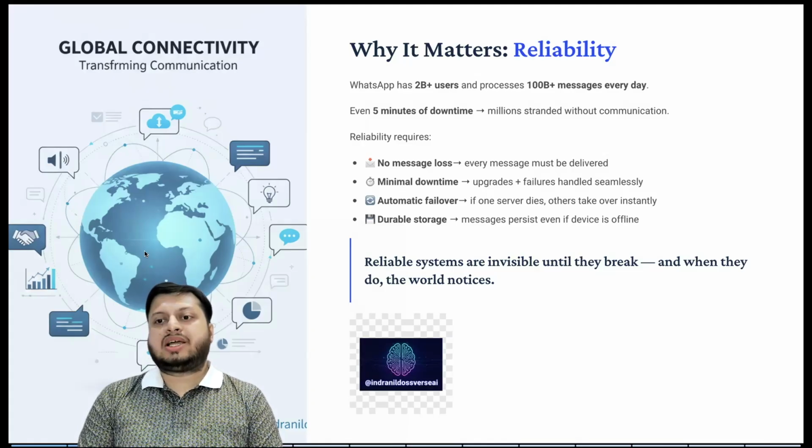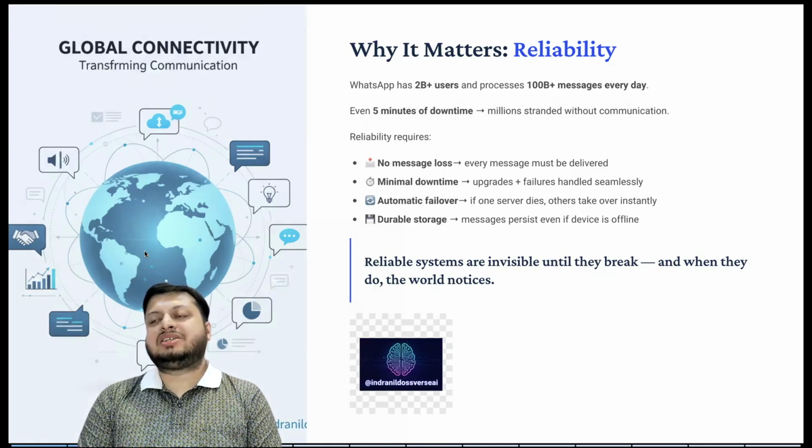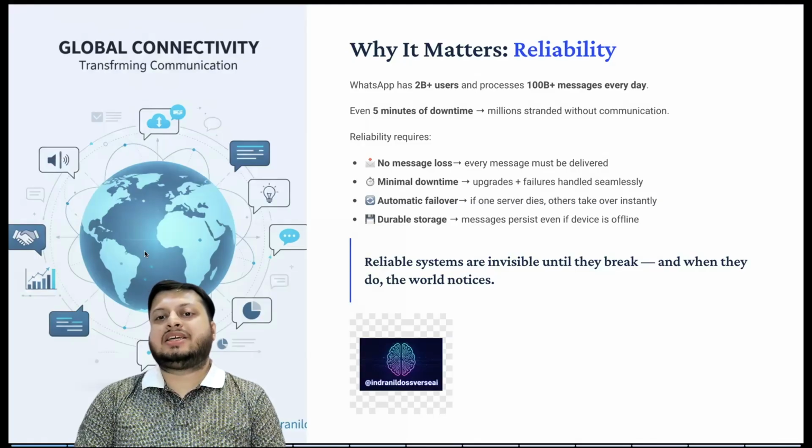If one server dies, then the others take up instantaneously. Durable storage: messages persist even if the device is offline. Okay. So reliable systems are invisible until they break, and when they do, the world notices. So the thing is, WhatsApp, as you can see, sometimes has outages, but it is a highly reliable system operating at a very high scale.